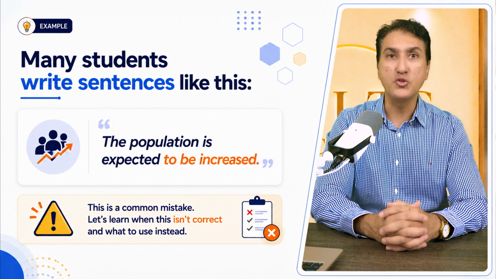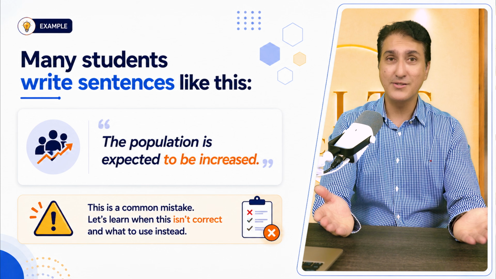Today, we are going to look at one of the most important grammar lessons for IELTS Academic Writing Task 1. Let's start with an example. Many students write sentences like this. The population is expected to be increased, and they think it's correct. Well, sometimes it is, but sometimes it's not. By the end of today's lesson, you will know exactly when to use these four structures.